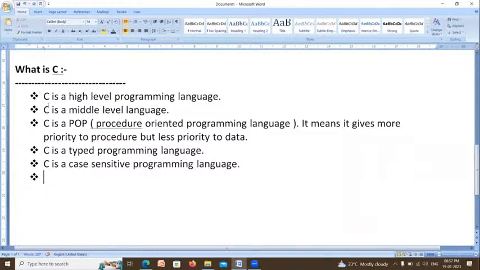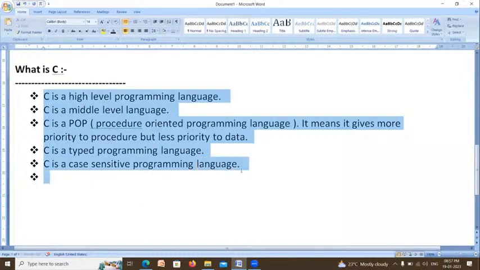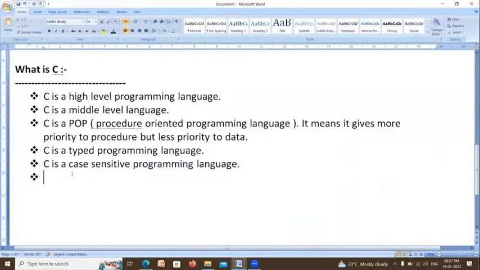In C language, the program will be executed from top to bottom. So it follows the top to bottom execution approach.